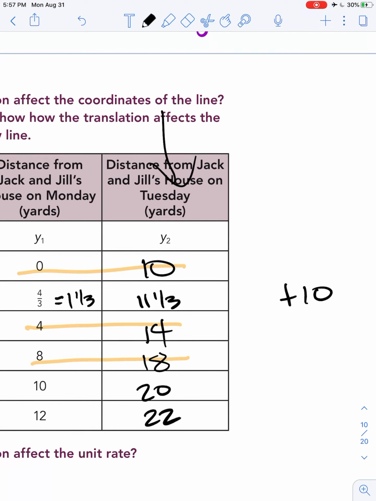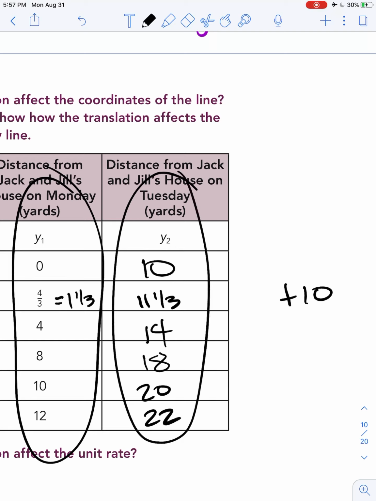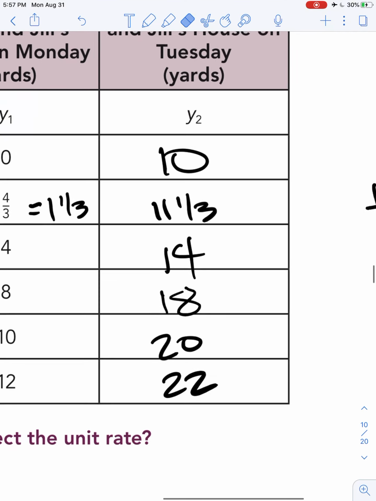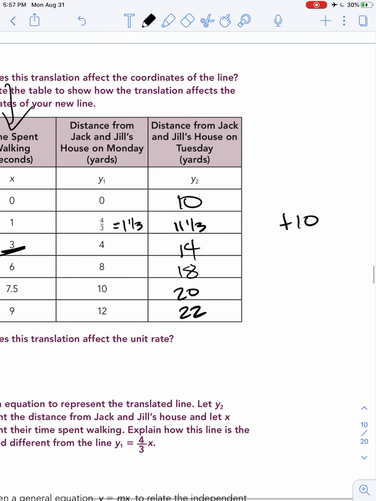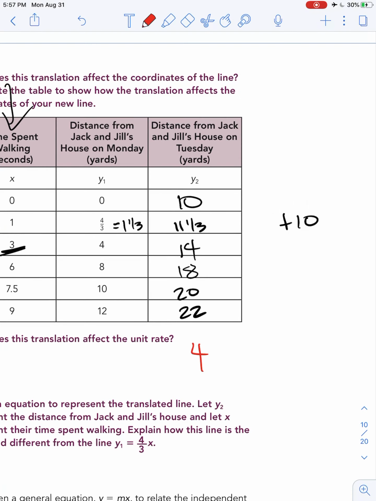So the only difference between this column right here and this column right here is they added 10. Okay? The rate of change never changed. It was consistent. It is still 4/3.